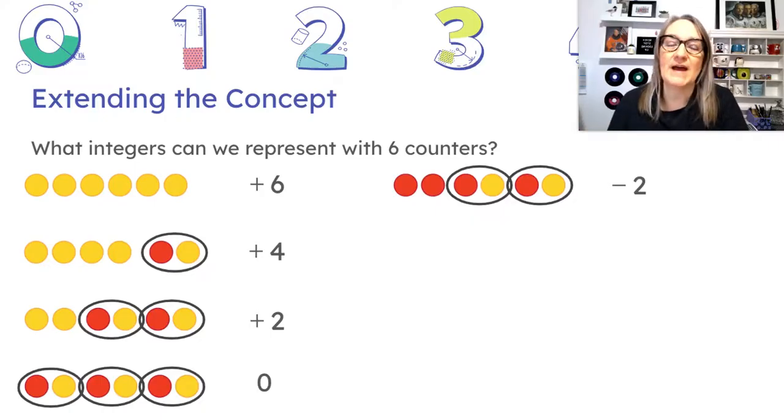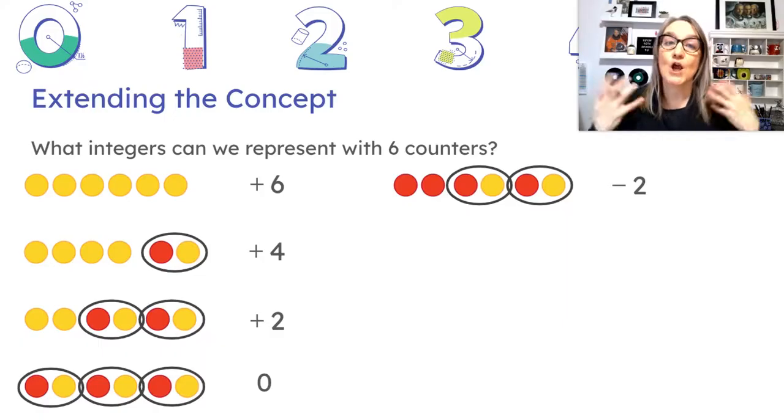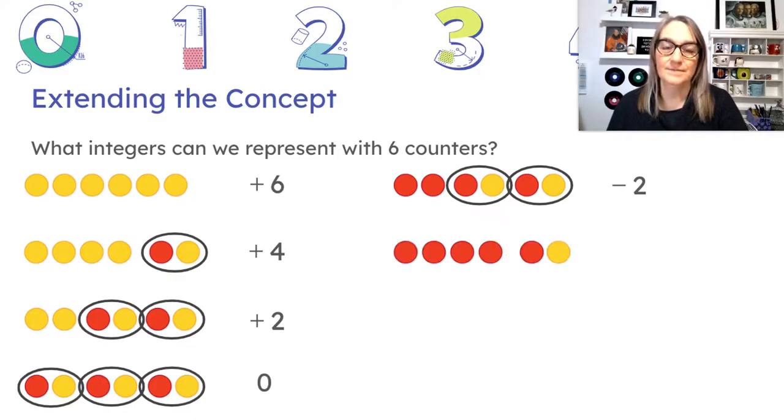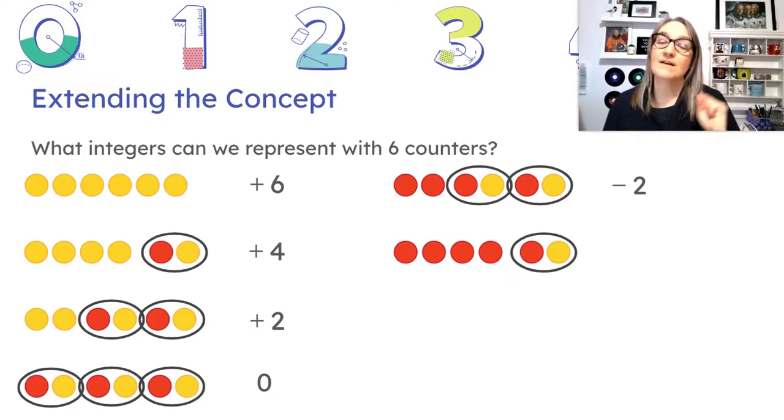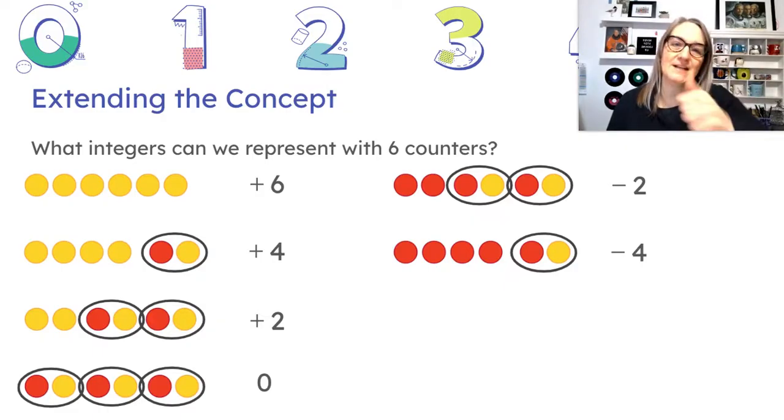Let's continue this pattern. We're going to flip one more yellow counter over to the red side. What number will we create when we flip one positive counter over to the negative side? Well, what we have now is 4 red counters and 1 zero pair. Once we discard that zero pair, we're left with 4 red counters, and that represents -4. So if you said -4, give yourself a big old pat on the back for getting the answer right.